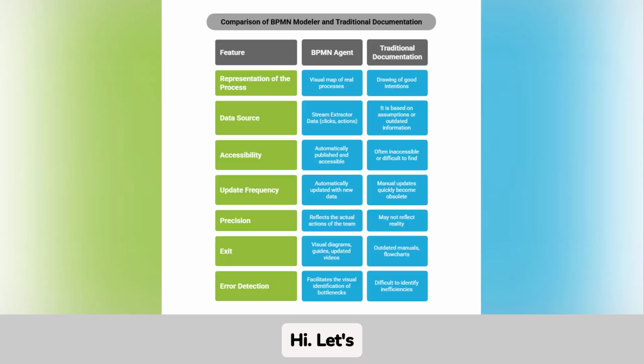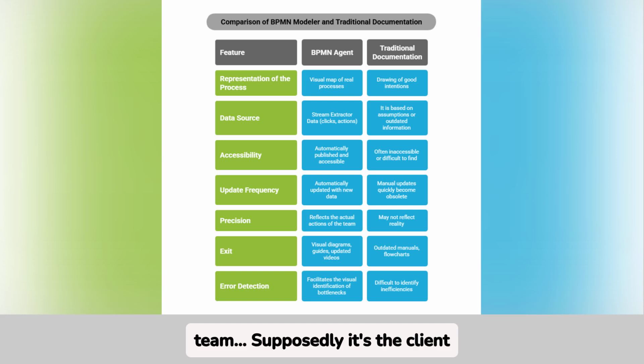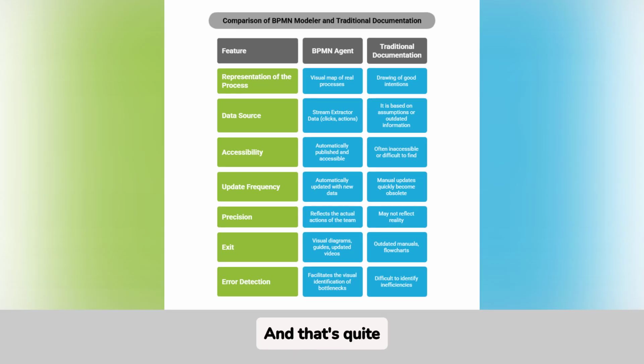Hi? Let's see. I have this that we put together with the team. Supposedly it's the client onboarding process, but I swear even I don't fully understand what each little arrow is. It's more of a drawing of good intentions than a real map. We put in the time and effort, but it doesn't quite reflect what actually happens on a day-to-day basis. And that's quite normal. Most business processes are in people's heads, or poorly drawn, like this one. They're often done by intuition or haste, without capturing how the work actually flows.